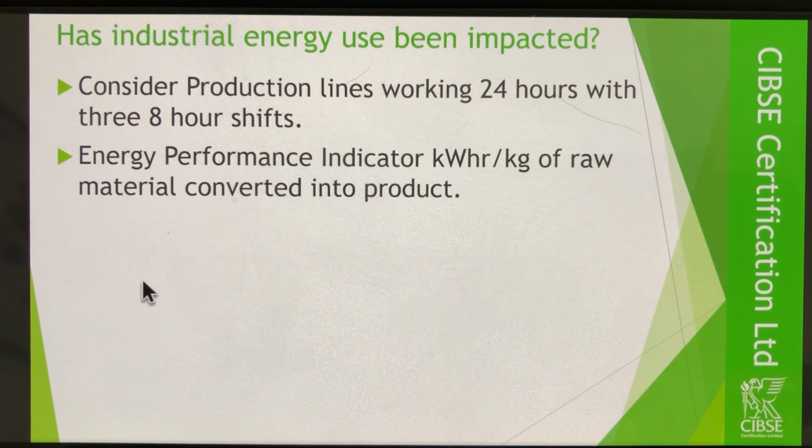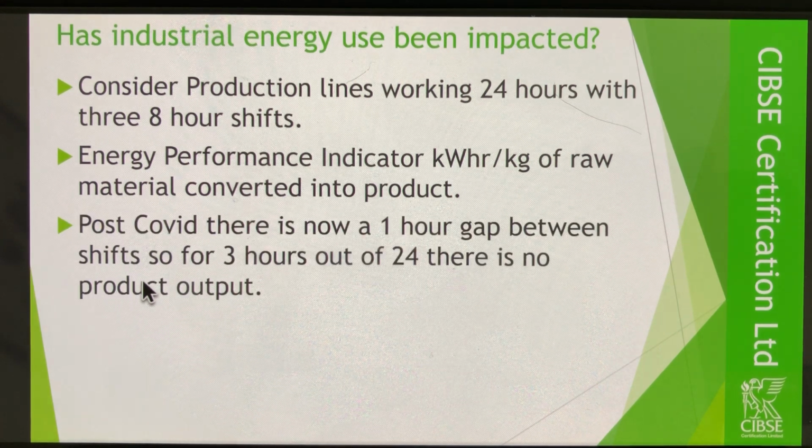So they're going to keep running, but they're going to have 3 hours out of 24 where there's no product output. So that is bound to affect the kilowatt hours per kilogram of raw material, because for 3 hours they won't be converting raw material. But as I said before, we can't assume it's a straightforward linear relationship. You need to look at the data.